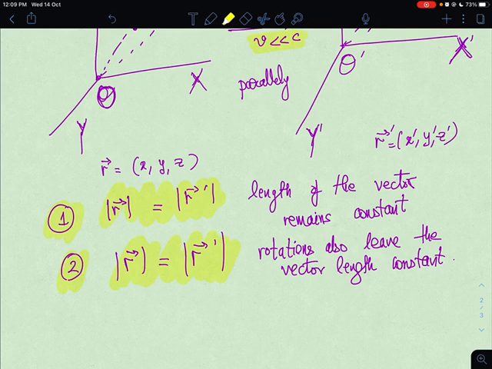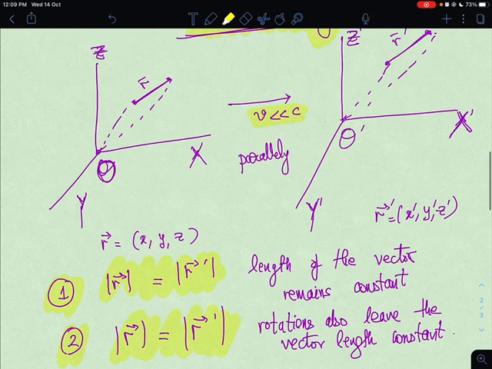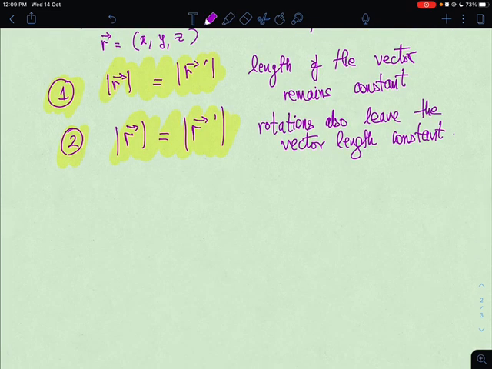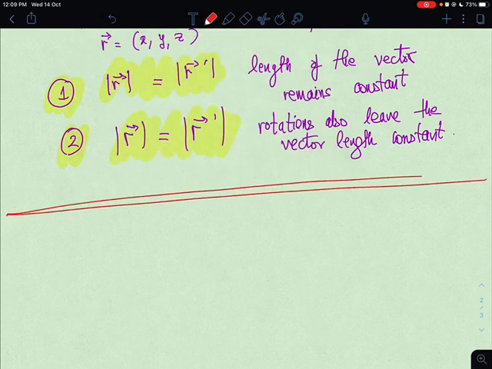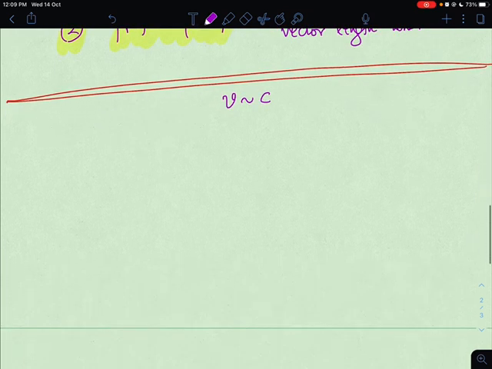Now we will go into the limit where this breaks down. We want to go to velocities which are very close to c. V is very, very close to c, where c is, as you know very well, the speed of light in vacuum. This was done by Einstein, and there are the two postulates of the special theory of relativity.